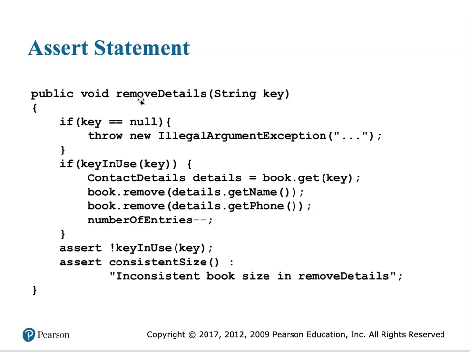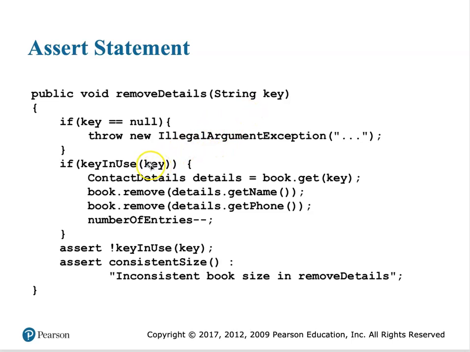So assert statements usually occur at the bottom and make a bunch of claims about the internal state of the object once the code that's actually doing the work has done its job. So we're going to pass a string in to this method, and the job of this method is to remove that object from the internal structure of the address book. So if the key is null, throw an exception. Okay, we can't do that, so we're still going to have our throw from before.